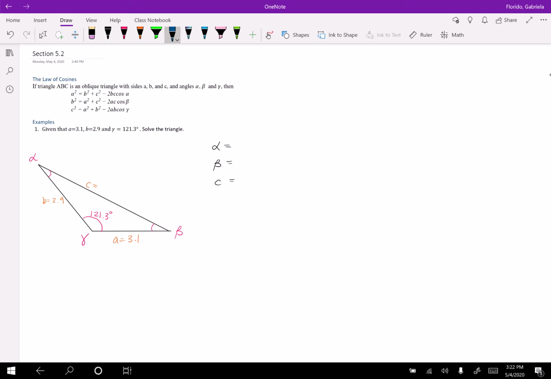We're going to find c first. So c squared is equal to a squared, which is 3.1 squared, plus 2.9 squared, minus 2 times little a times little b, times cosine of gamma, which is 121.3 degrees. You could do this slowly here, or you can just put it all in at once on your calculator.